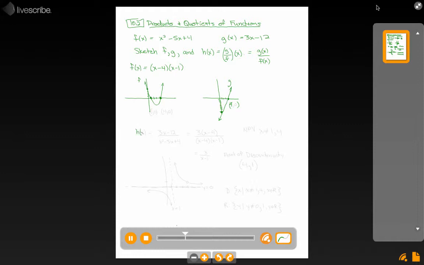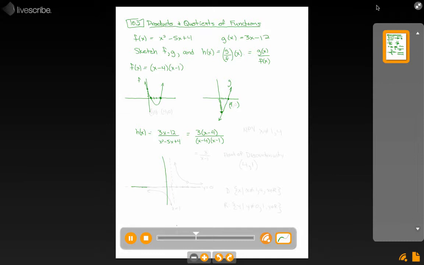Now, h of x is the quotient of these two, so it's 3x minus 12 divided by x squared minus 5x plus 4. Now if that looks awfully familiar to you and looks like chapter 9, rational functions, that's because it's exactly what it is. We should then be able to graph this fairly well. First step we ran into in doing these was to factor everything that we could in a situation like this. And it gives me some insights into what this thing is going to look like.